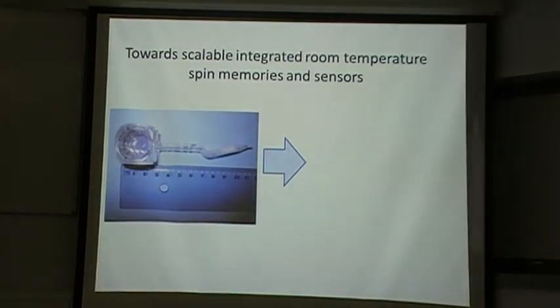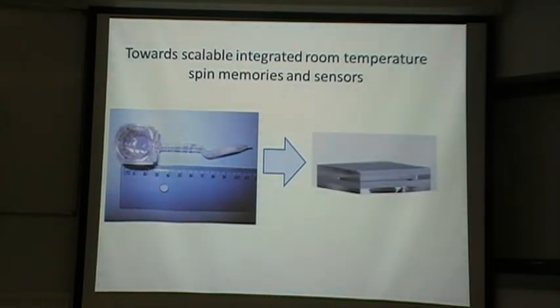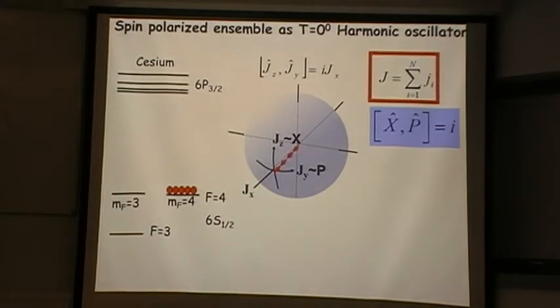And what we are actually doing as I speak here, we are going from those macroscopic cells to integrated microscopic cells, and there is a list of advantages on the way from here to here. But before I go from here to here, let me just quickly summarize what we can do with such atomic memories based on our previous experiments with large cells. So, as I told you, the atomic ensemble is a collection of atoms. There is lots of them.